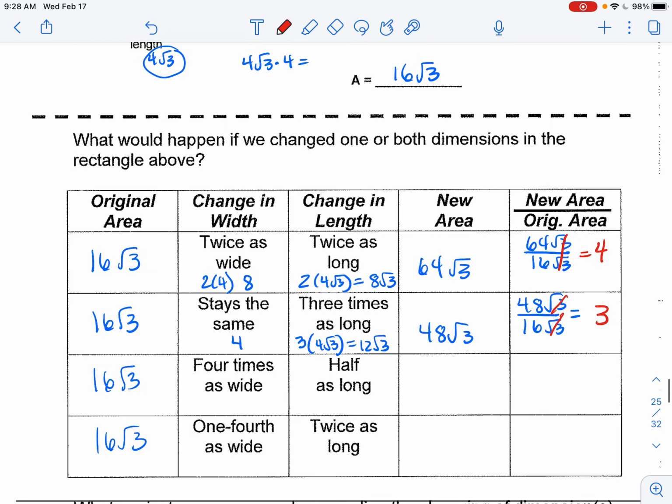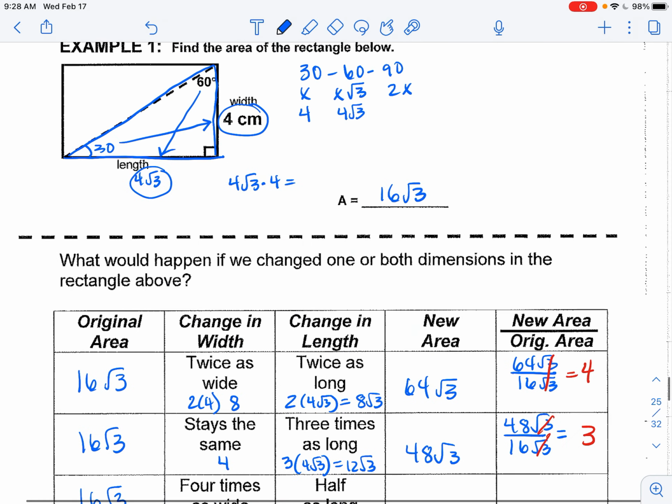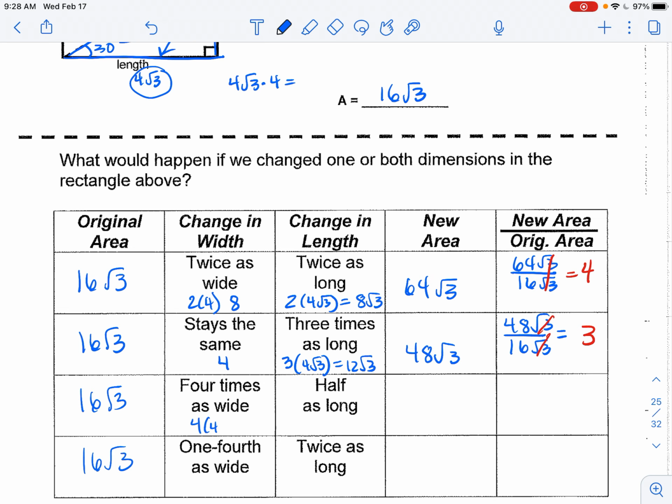Okay, let's take a look at a couple more. 4 times as wide. So if my width is 4, and I want it 4 times, that's going to give me 16. But this time we want it half as long. So half of 4 roots 3 is 2 roots 3. To find the new area, length times width, we've got 16 times 2 roots 3, which is 32 roots 3. So the new area divided by the old area is going to give me 2.